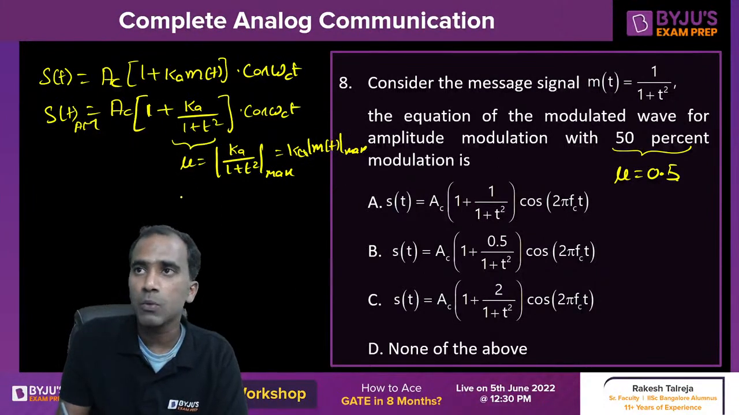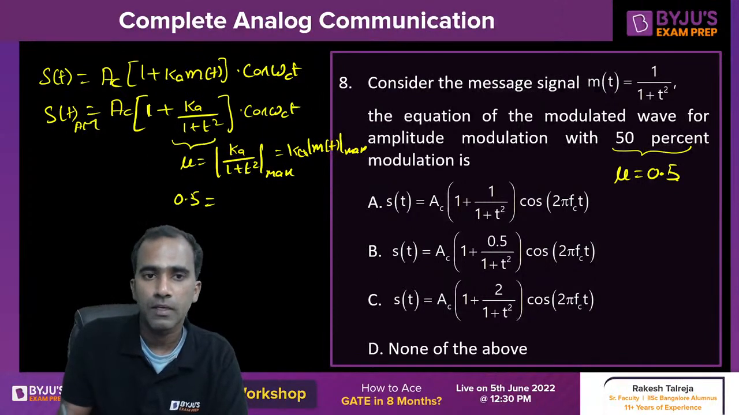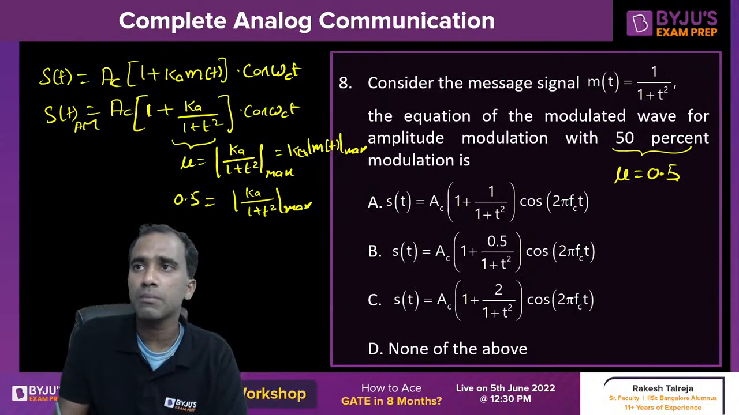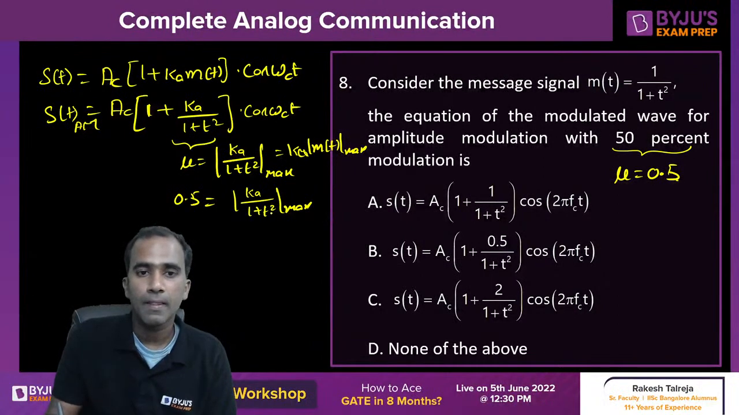And it is given that the mu value is 0.5. Right? So tell me this: Ka divided by 1 plus t square, maximum. When is it going to become maximum? Can anyone tell me? This part becomes maximum because the variable t is in the denominator. As t increases, the overall value decreases. When you put t equal to 0, that is when we get the maximum value.